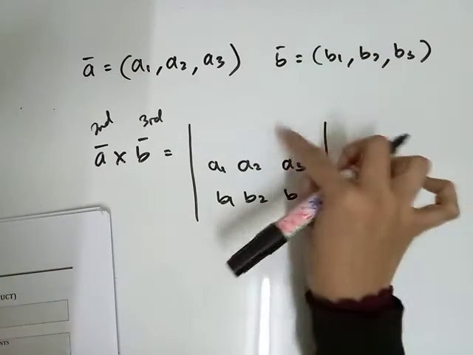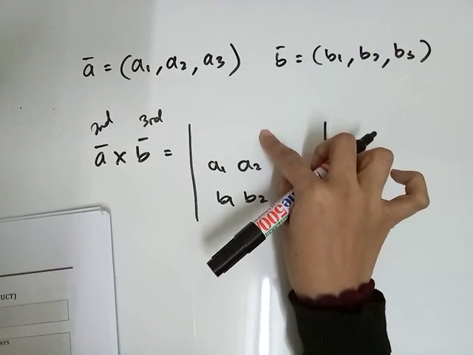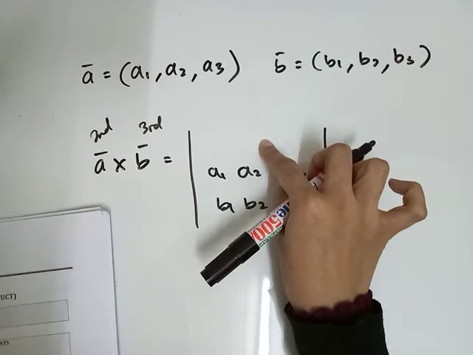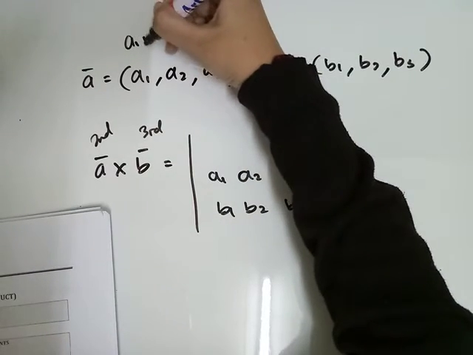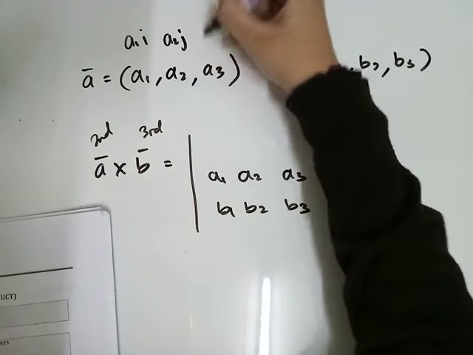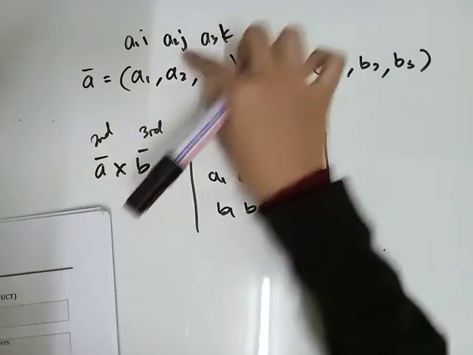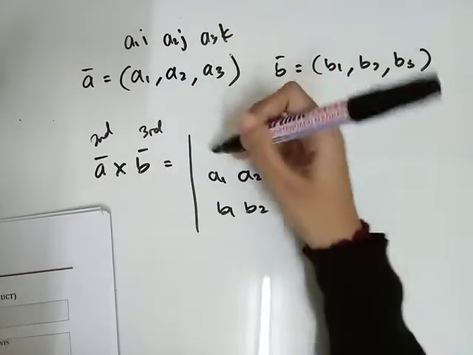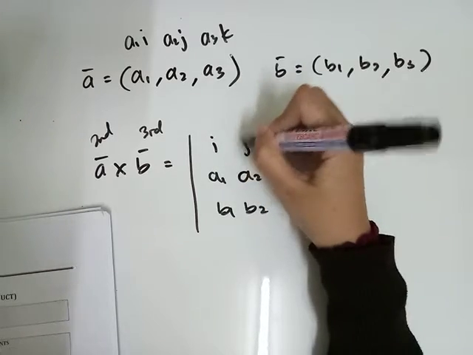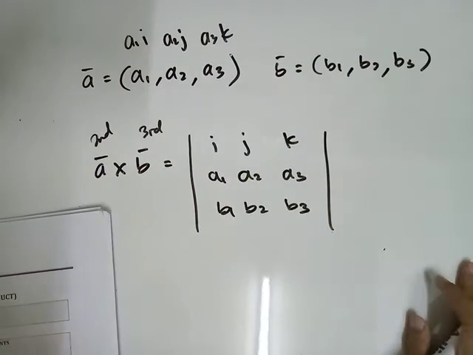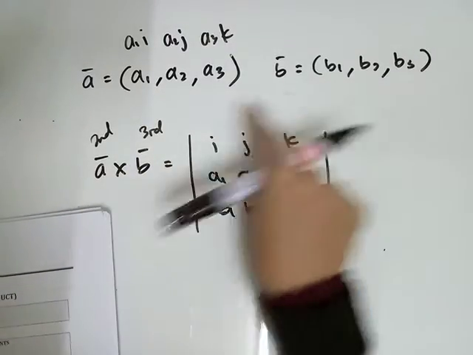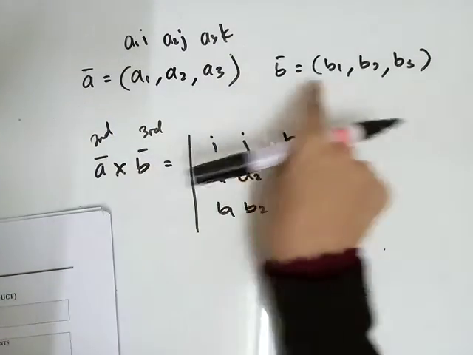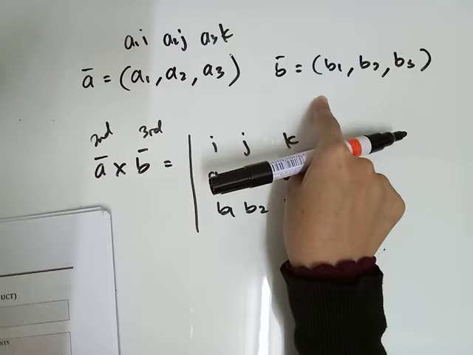First row apa dia? First row ni adalah dia punya position vector. Kan ada A1I, A2J, and then A3K. Dia punya position vector, I, J, K ni kan. So for the first row, you put I, J, K. Okay, this is for doing the cross product for two vectors, vector A and vector B.